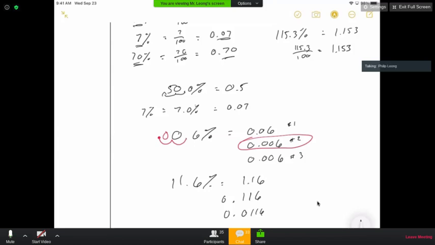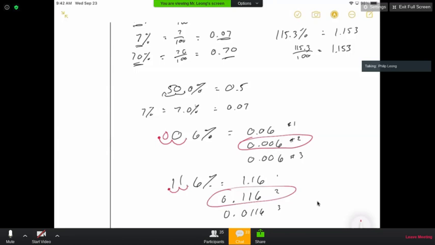Which one would this one be? Number, would it be 1, 2, or 3? Remember, move the decimal 2 places, guys. Move the decimal 2 places. Here we go. 1, 2, 0.116. Right?